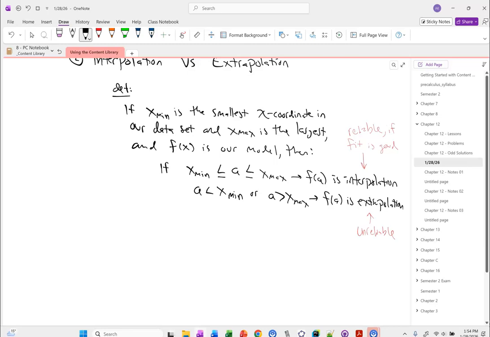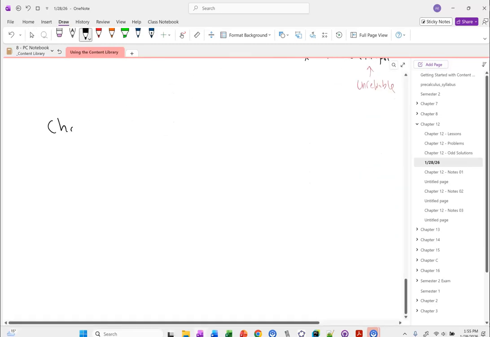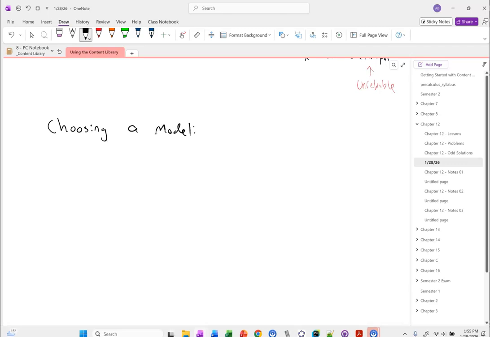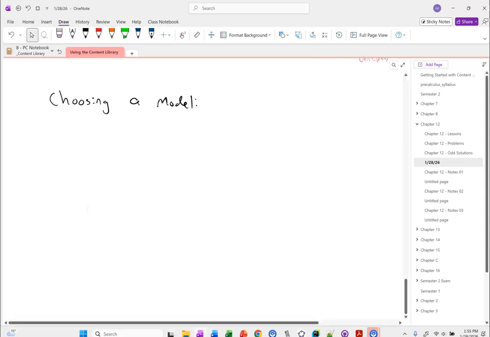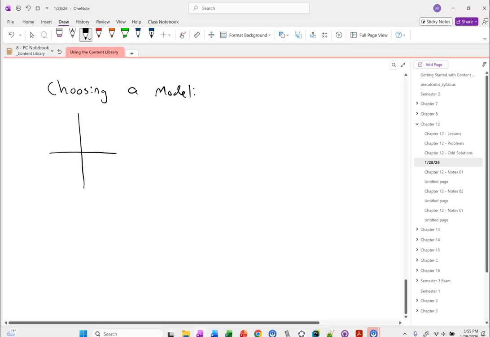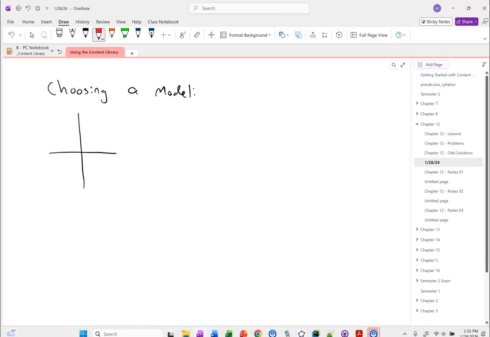So what I want to do next is talk about how to select a model, right? Because we have these different choices. We have linear and everything else. How do I know what type of model to pick? Typically what you'd want to do is build a scatter plot, which means I'm just graphing the data points.